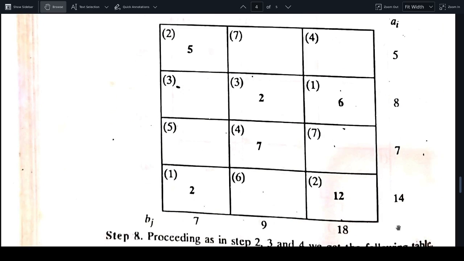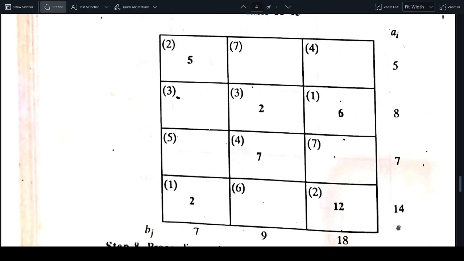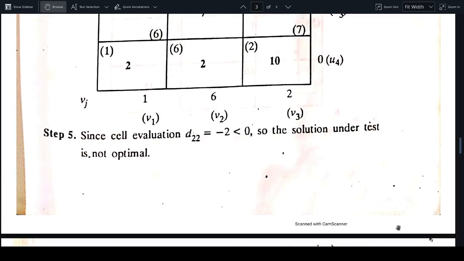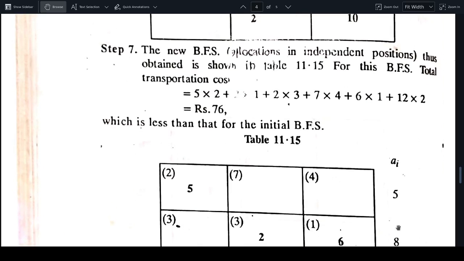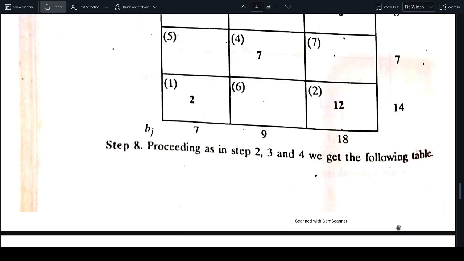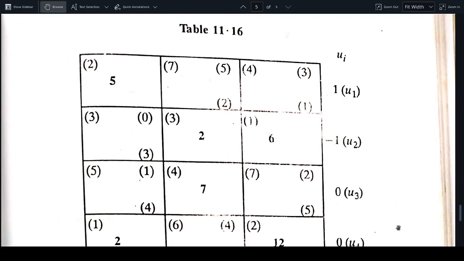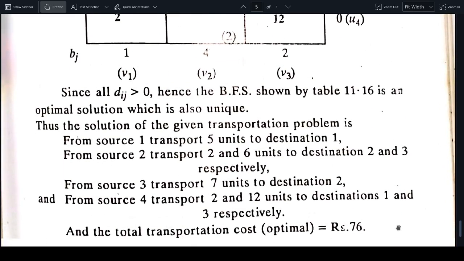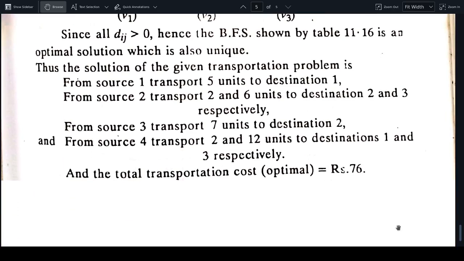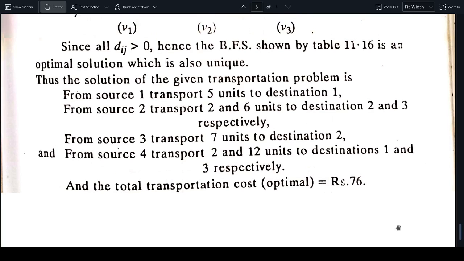So you will get Dij strictly greater than 0. If Dij value is strictly greater than 0, then we get an optimal and unique solution. Therefore, from source 1 transport 5 units to destination 1, source 2 transport 2 and 6 units to destination 2 and 3 respectively. Then source 3 transport 7 units to destination 2 and source 4 transport 2 and 12 units to destination 1 and 3 respectively, and total transportation cost you see here we get 76.